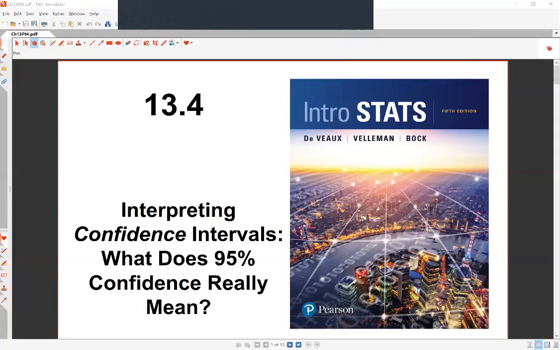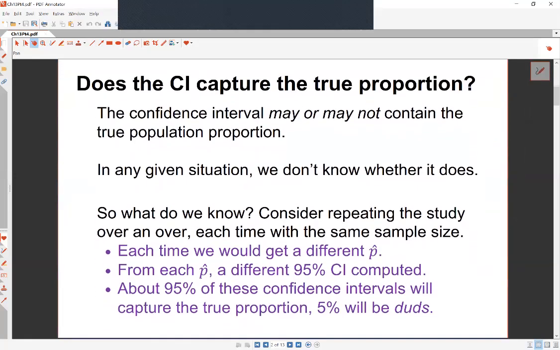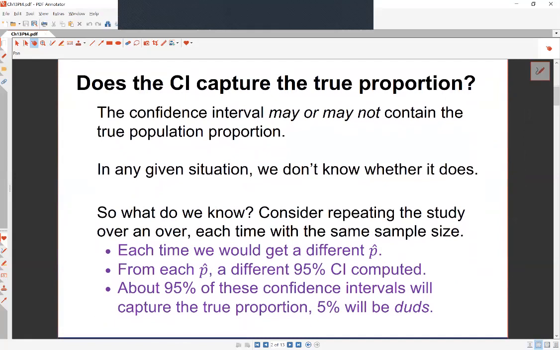13.4, where we are jumping in today, discusses the interpretation of confidence intervals. And we'll mostly look at the idea of saying, let's assume that we've calculated a 95% confidence interval. What does that actually mean? Now, we have talked a little bit about the interpretation, but let's dig just a little bit deeper.